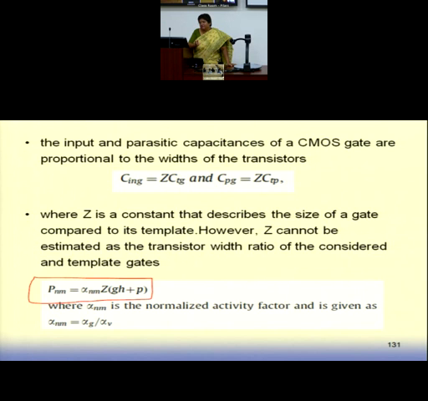Now, how do you define your template gate? That depends on you. Suppose everything else is constant and only W is there, then it would be a ratio of W. Suppose it is not so, then in a general case Z may not be. Template gate is what you design, what you decide on your own, and accordingly you interpret the data.